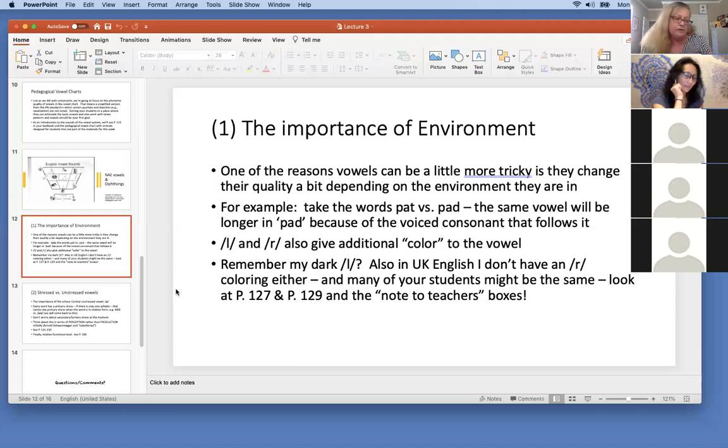You totally want to work on it if the student wants to work on it to sound more American. It is important for perception. They should be able to understand that there is that final coloring in American sound system as opposed to a sound system they might be more familiar with.